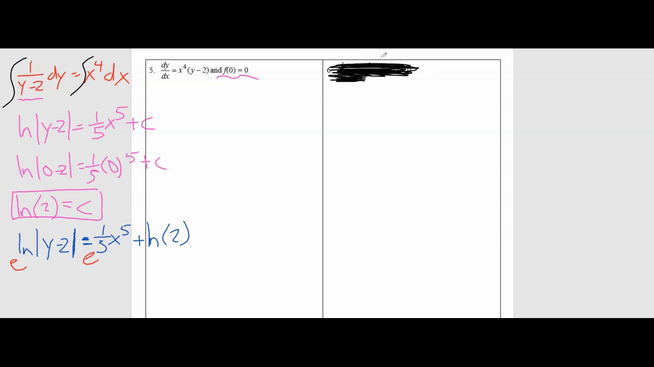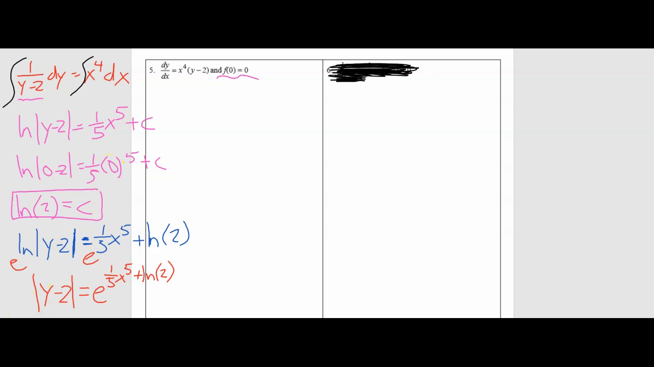Just like that. So what this will do is leave me with just y minus 2 on the left-hand side. And then I get e to the power of 1/5 x to the power of 5 plus the natural log of 2. This still may look confusing. Oops, I still need my absolute value signs here.